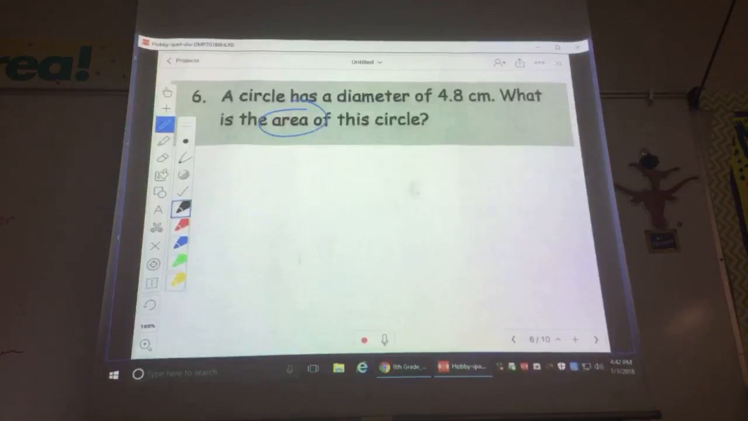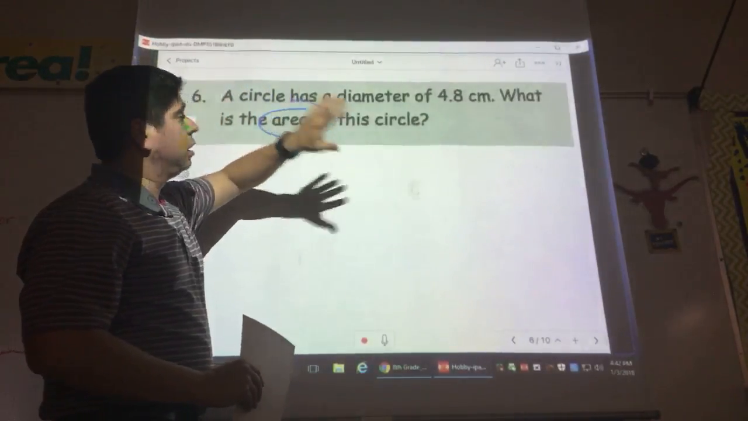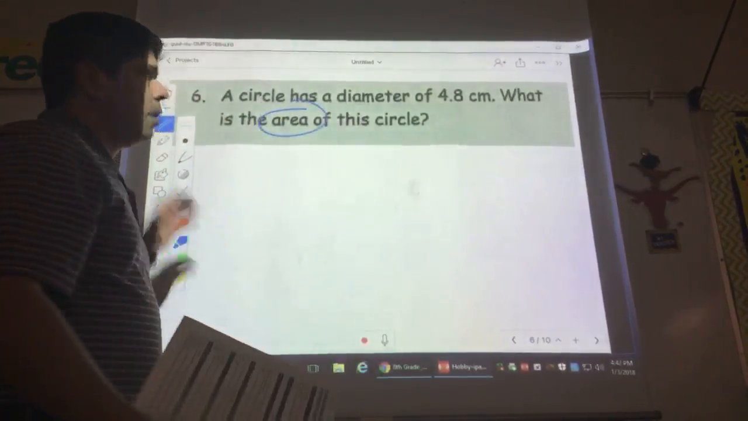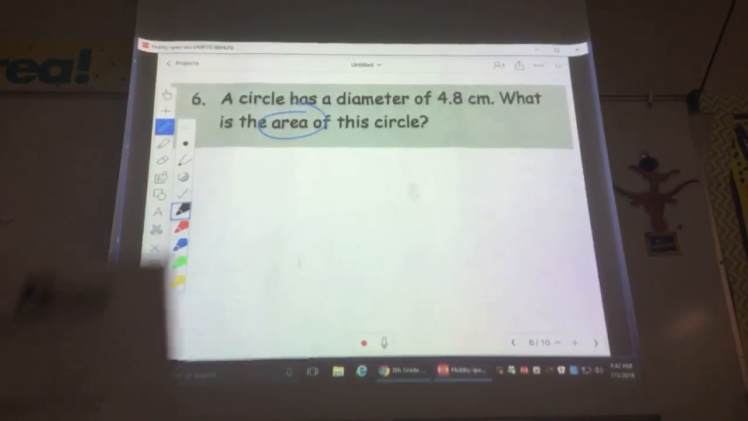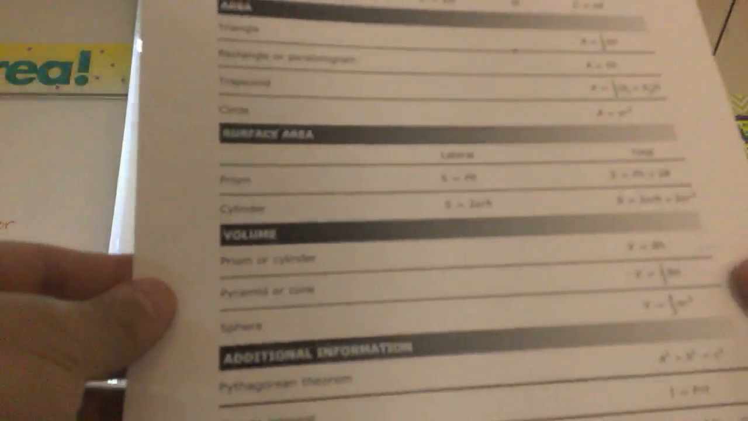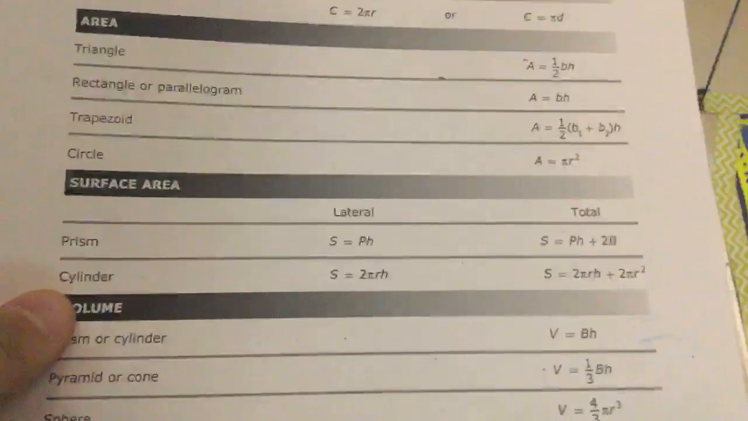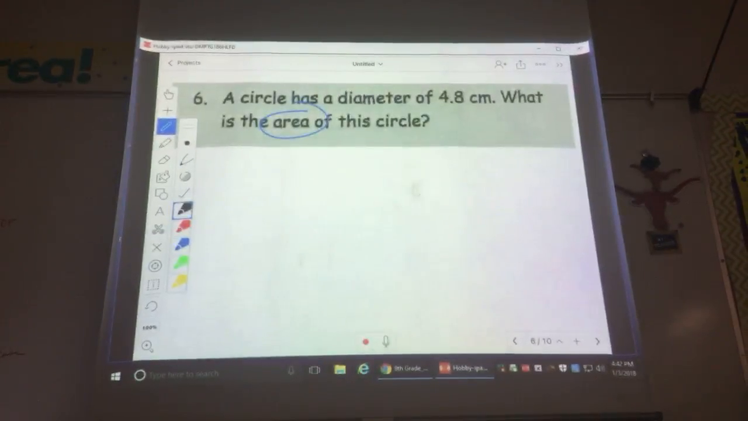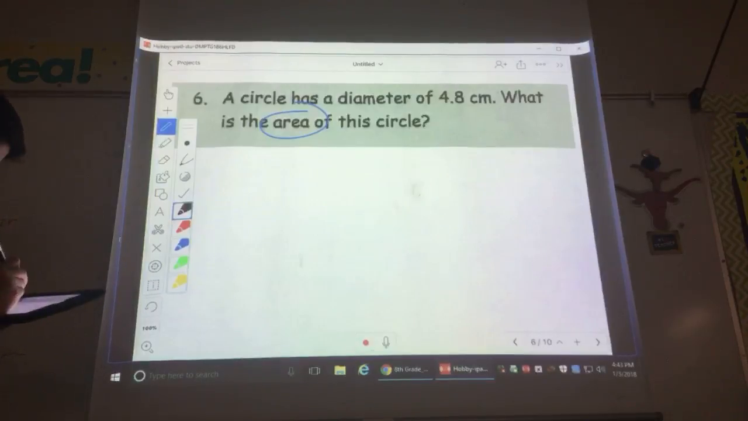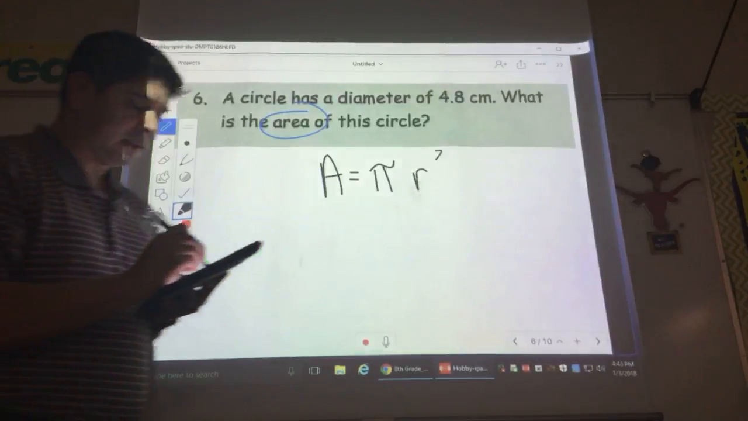If you don't know the formula for the area of a circle, look on the formula chart, look it up, however you want. I'll show you on here. Area of a circle, right there. A equals pi r squared. There we go. So that's the formula we're using. So A equals pi times the radius squared.